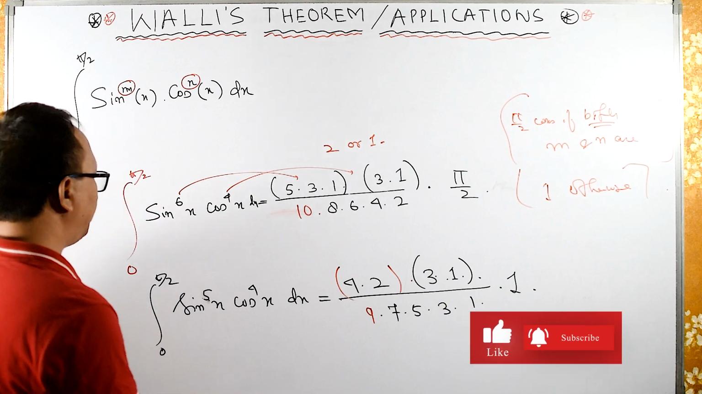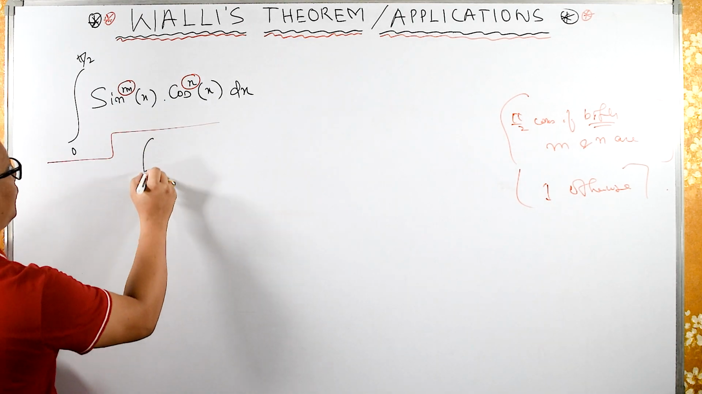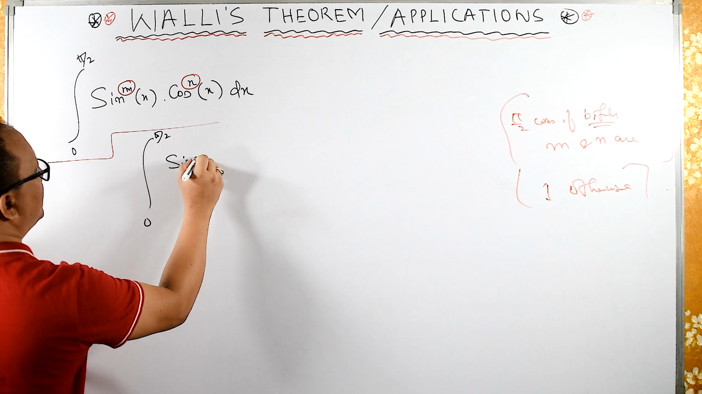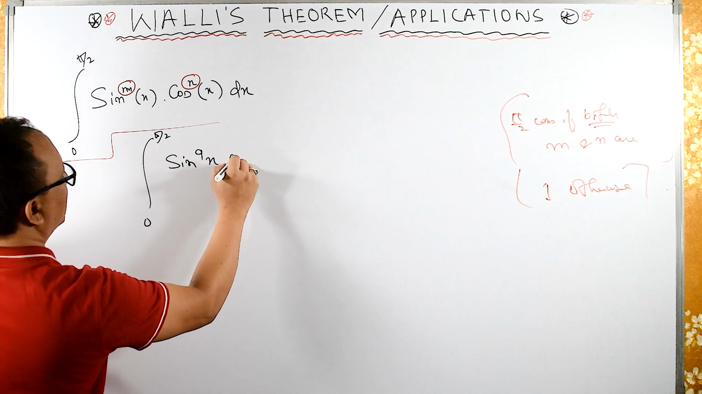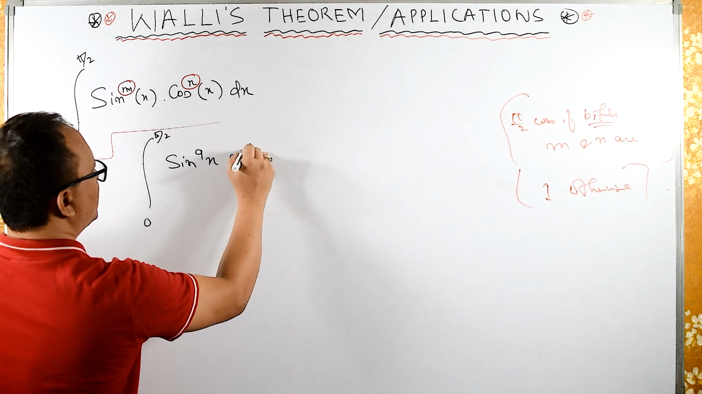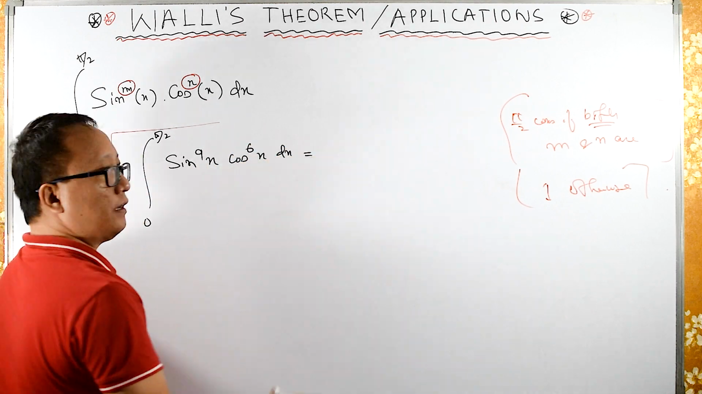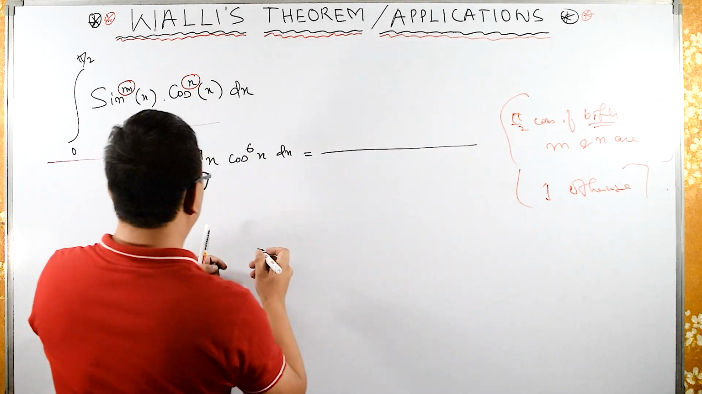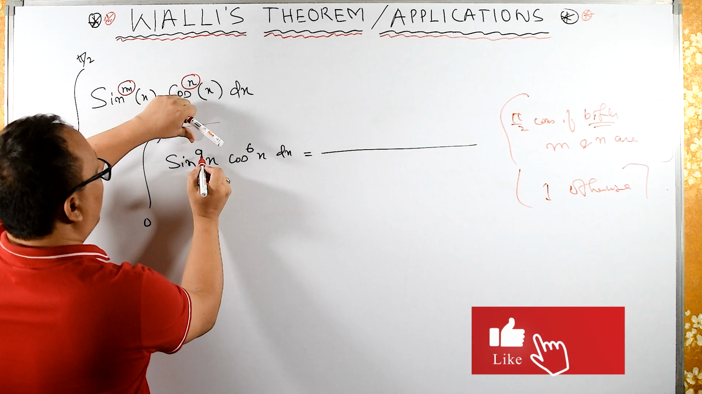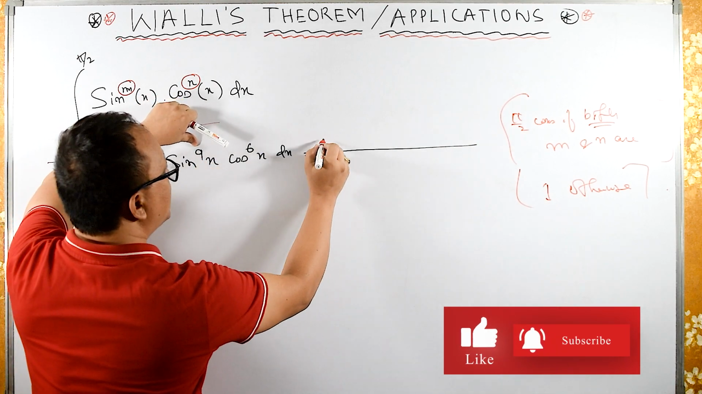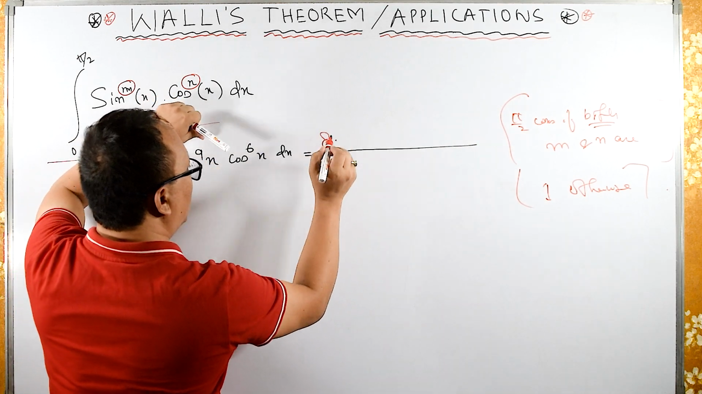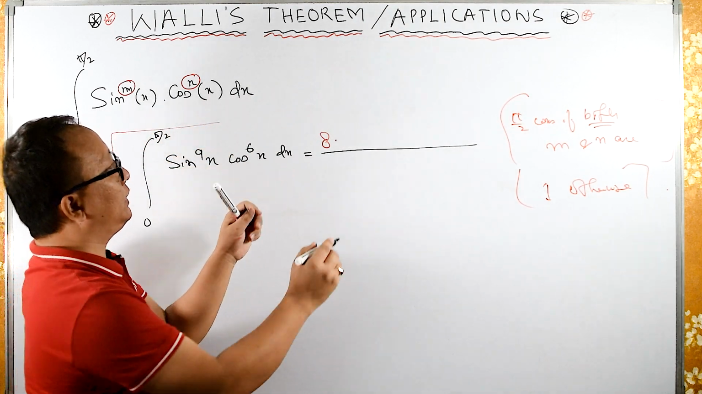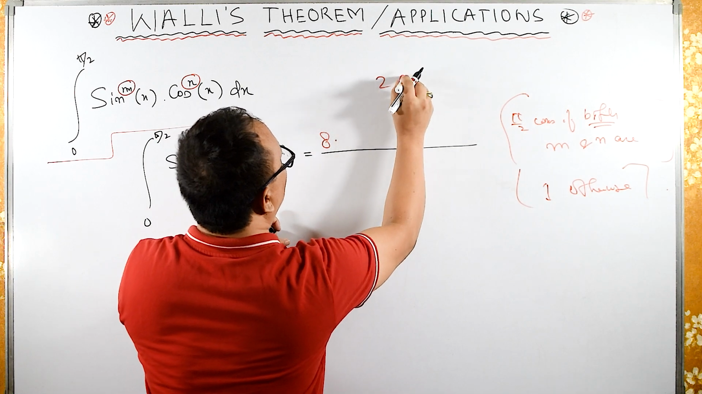Let's take another example. Let's take the integral from 0 to pi by 2 of sine of 9x cos of 6x dx. How to solve this? By Wallis theorem, as I told you, remember, from this power 9 you decrease 1, means 9 minus 1 is 8. From this 8 you decrease 2 successively till you get either 2 or 1.